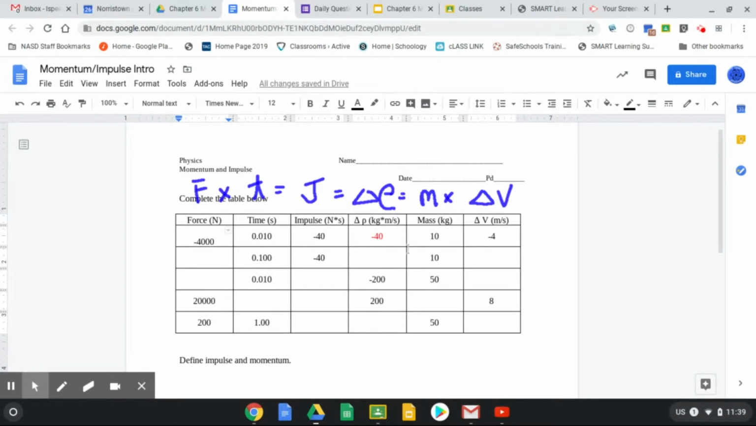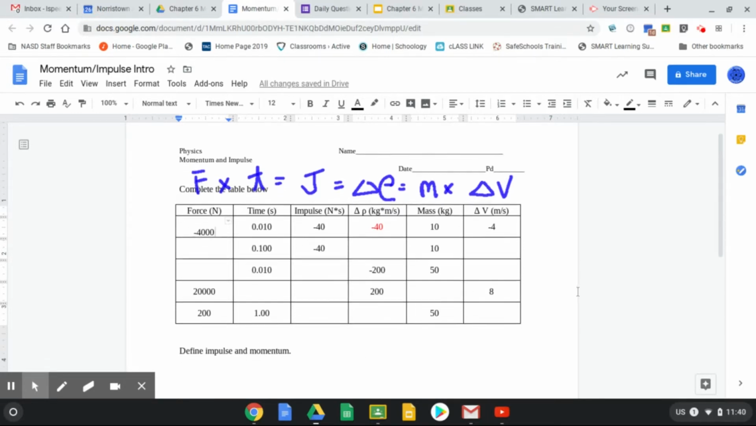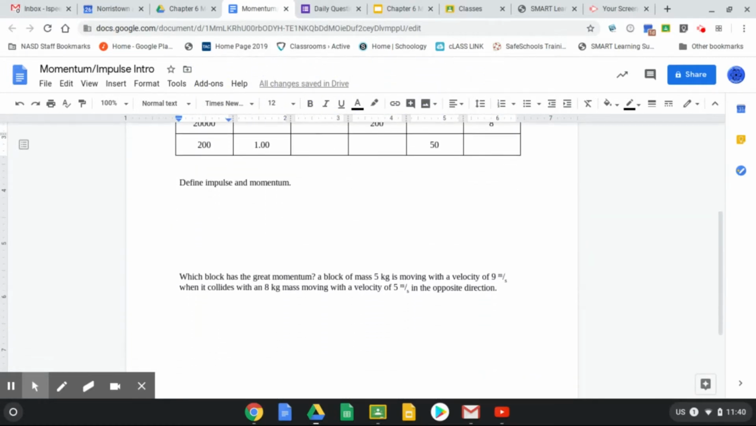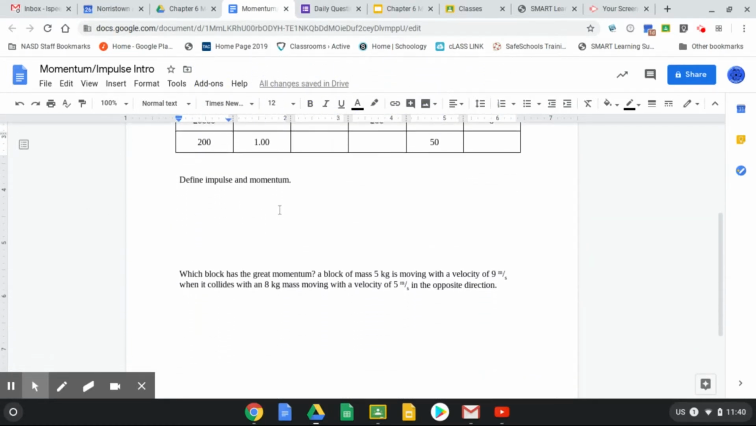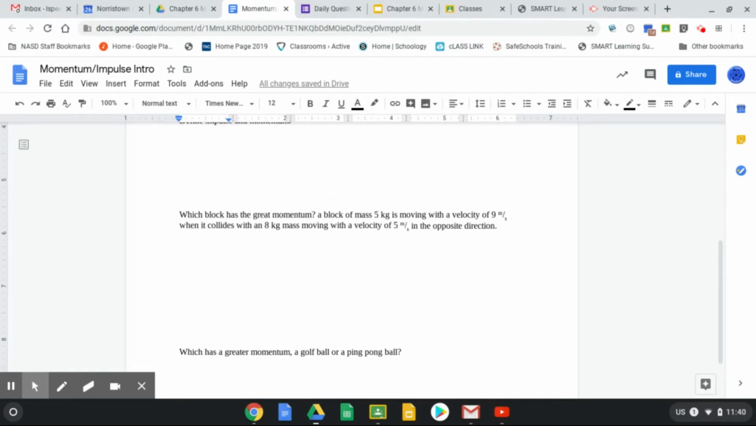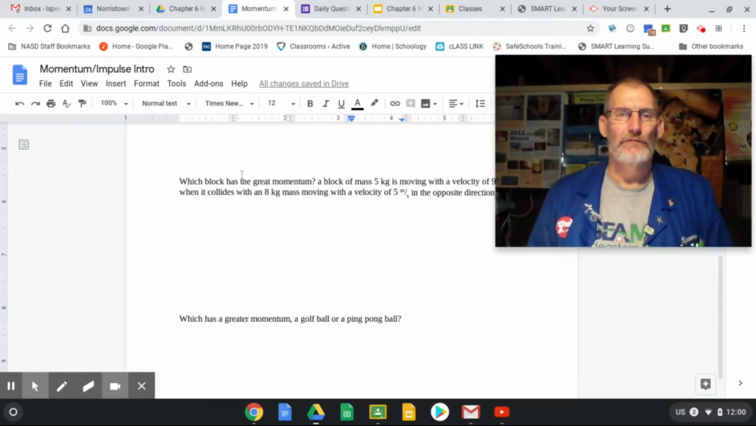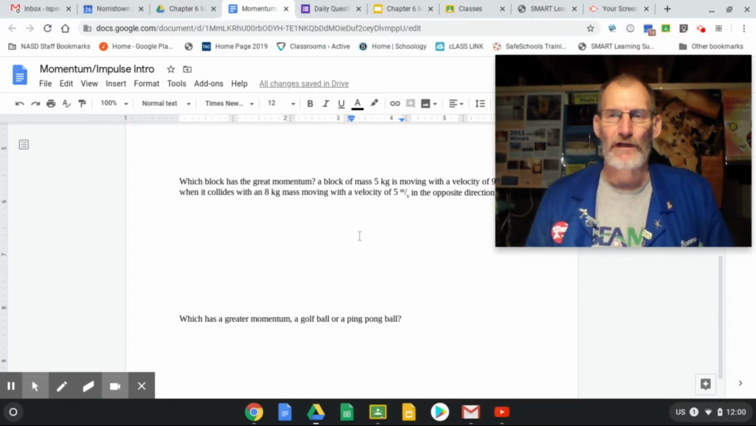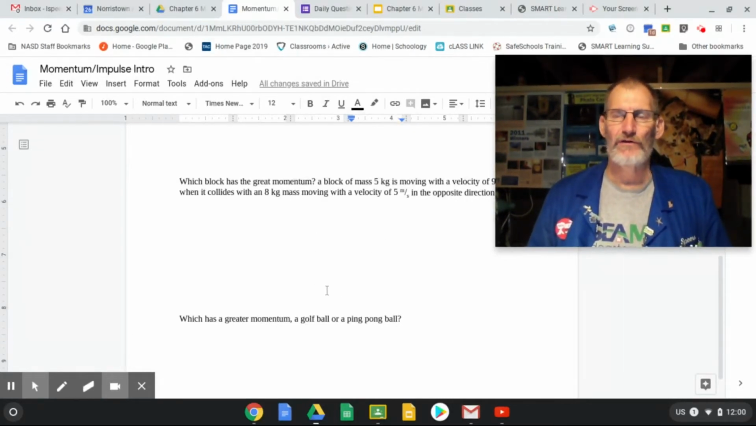So all of these things are the same thing. Force times time, impulse. Impulse is the change in momentum. The change in momentum is the mass times the change in velocity. So you can fill out the remainder of this chart. There's also a couple other questions down here. Define impulse and momentum. Should be easy to do now. Which block has a greater momentum? And which has a greater momentum? Answer those. Okay, so let's finish up these questions. Don't forget to submit this assignment when you're done.